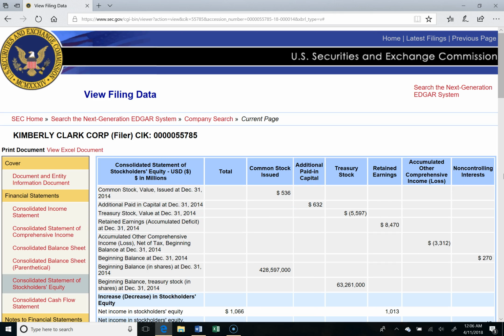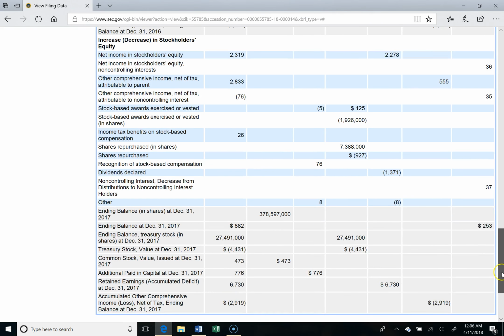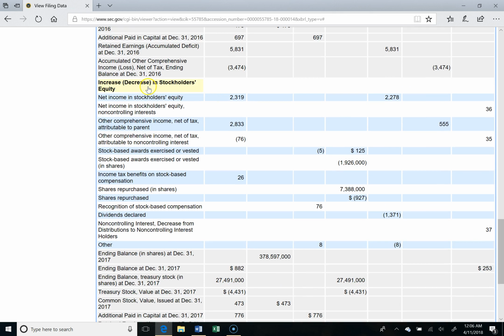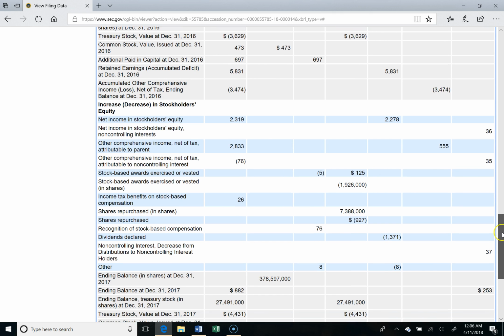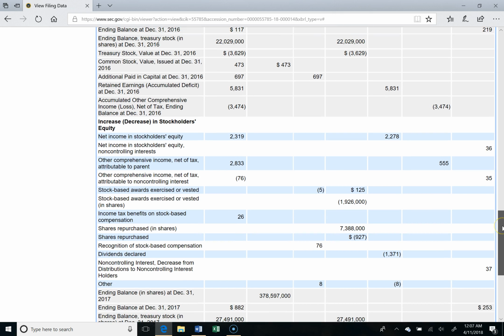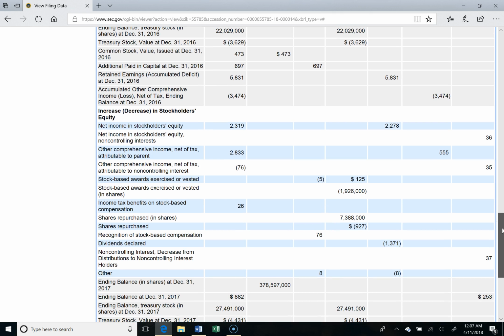For Kimberly Clark's case, the reason it's quite difficult is if we come down here and we look at the changes in 2016's stockholders' equity accounts, we see that the numbers shown here are broken down for Kimberly Clark only versus the non-consolidated interests. The breakdown is different for what's shown in the statement of stockholders' equity compared to that which is shown in the statement of comprehensive income.